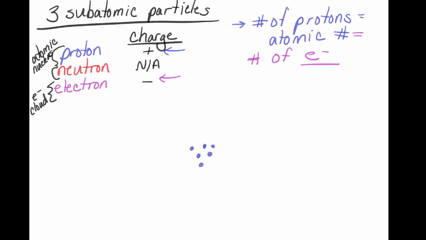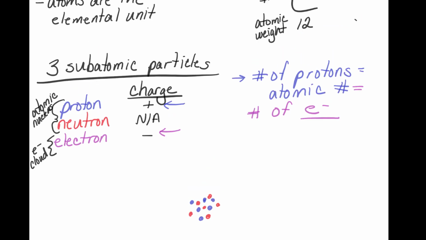Also in the atomic nucleus are the neutrons, and we're going to make neutrons red here. So 1, 2, 3, 4, 5, 6. Now in this class, our main focus is not going to be the neutron. We know a couple of things about neutrons. Neutrons are a subatomic particle. They don't carry an electrical charge. They are part of the atomic nucleus.